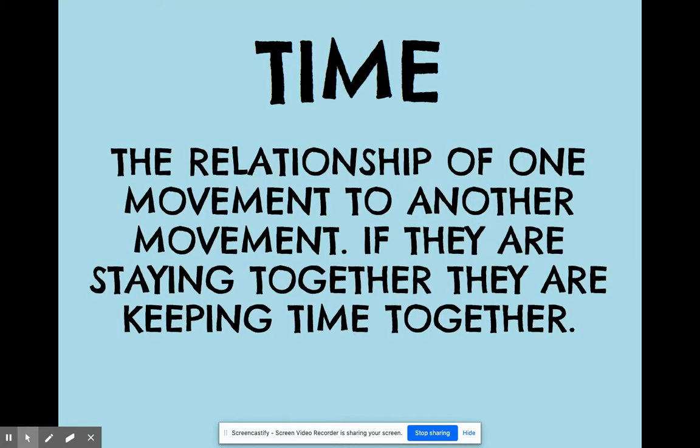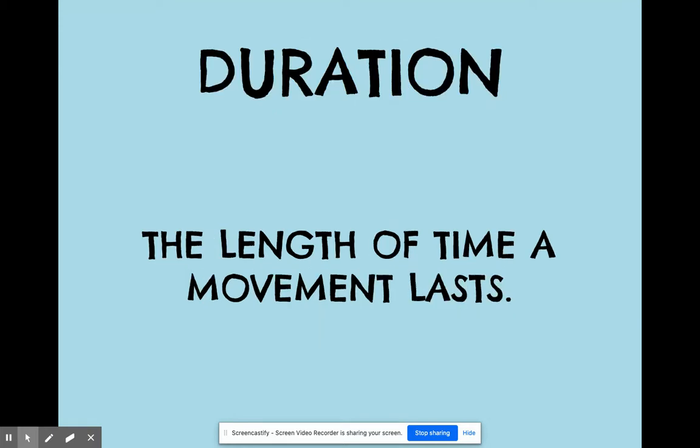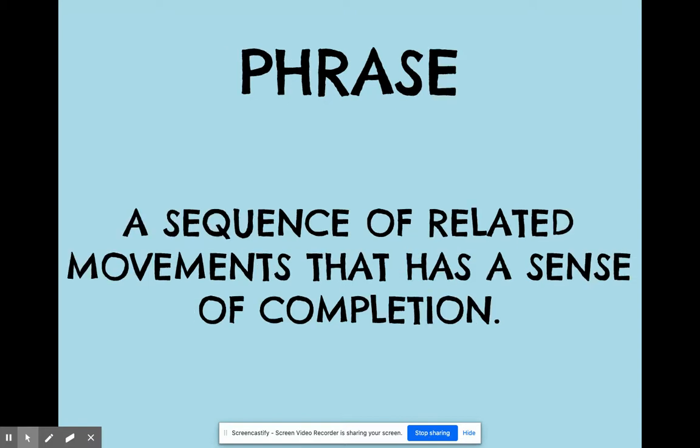All right, time. So, time, when we're talking about dance, is the relationship of one movement to another movement. So, if 2 dancers are staying together, they're doing the same movement, and then they're keeping time together. Now, the duration of the movement is the length of time that movement lasts. So, you'd be like, I move my arm for 4 beats, I bend my legs for 2 beats. That is the duration of the movement.